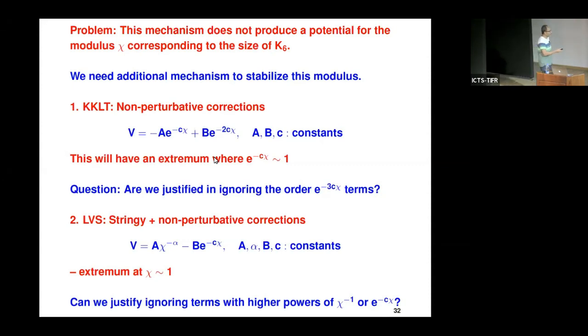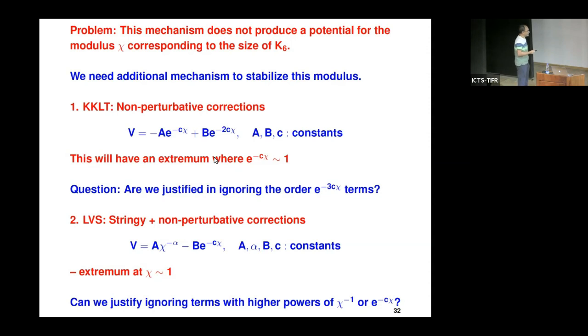Now, because the extremum is at order 1, the question arises: are we justified in ignoring the terms that we have ignored? For example, what about e to the minus 3c chi terms, which will be the next term? In order to argue that we can ignore this, we cannot have the values of A and B of order 1. But if A was very small, then we could argue that e to the minus c chi takes a small value, and in that case we can expect that the e to the minus 3c chi terms will be small. But that requires some accidental fortune that A should be small.